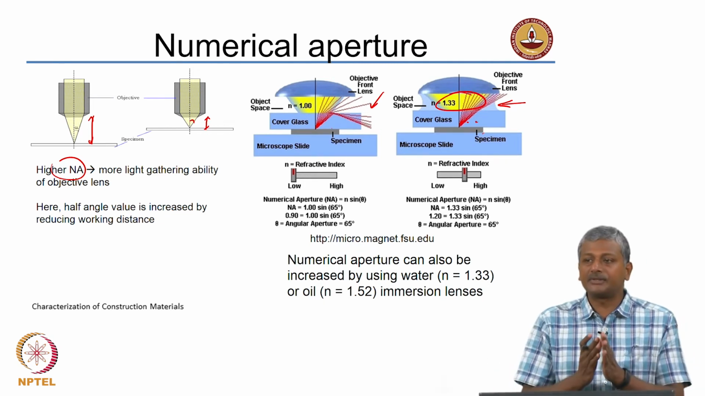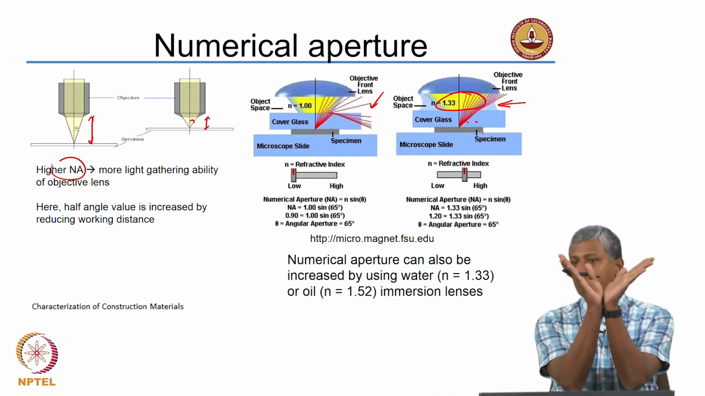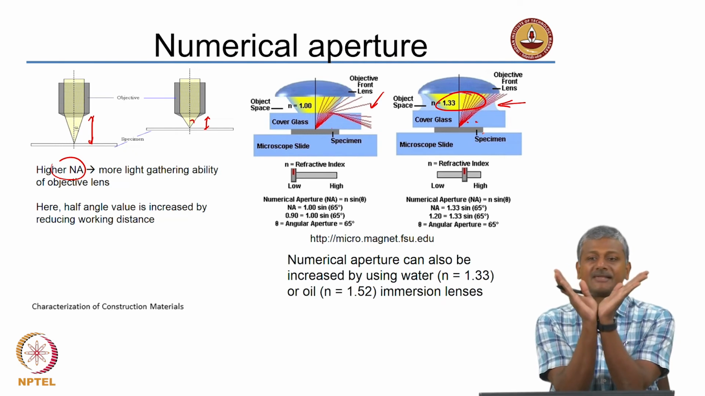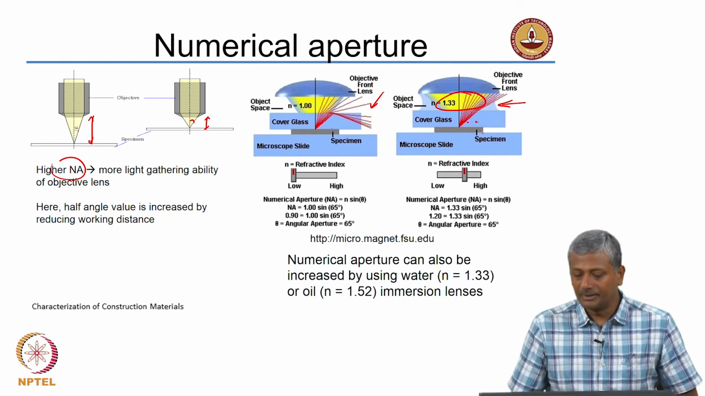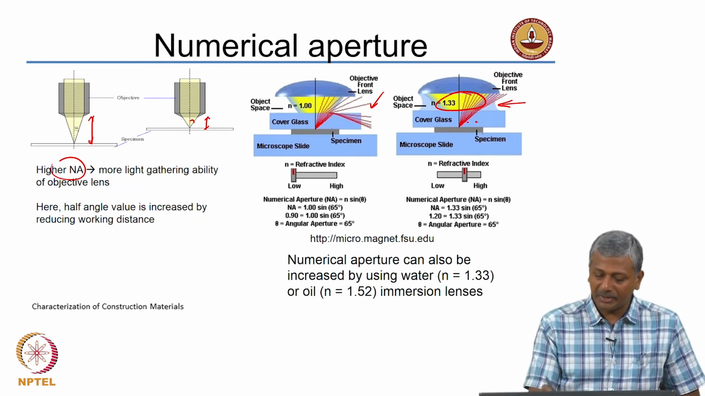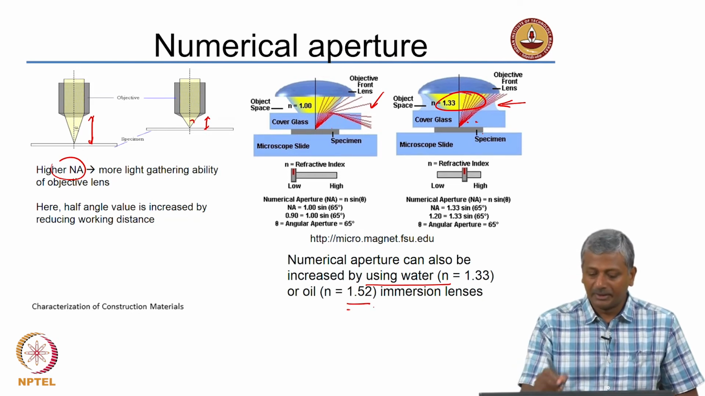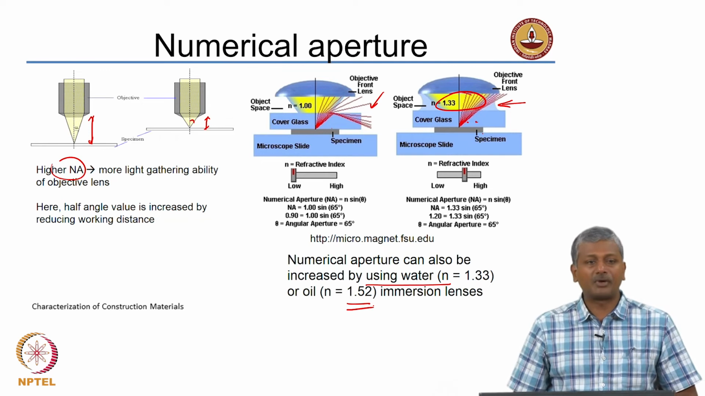So, what will happen is the light that is coming from the specimen will tend to bend a lot more when it goes through the oil. So, that will increase the angle alpha, which increases the resolution. Numerical aperture can be increased by using water lenses also, because water has a refractive index of 1.33, but oil is better because it has an even greater refractive index of 1.52.